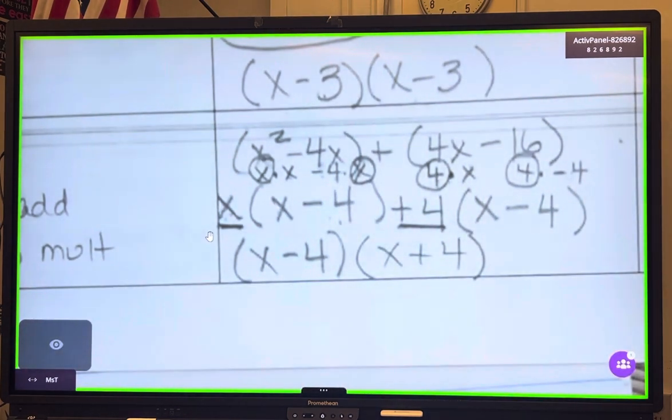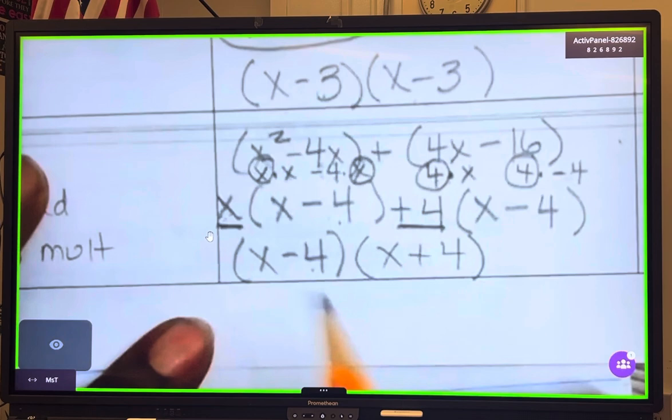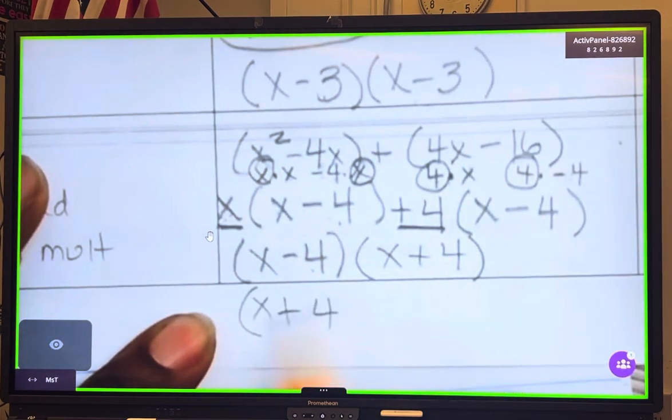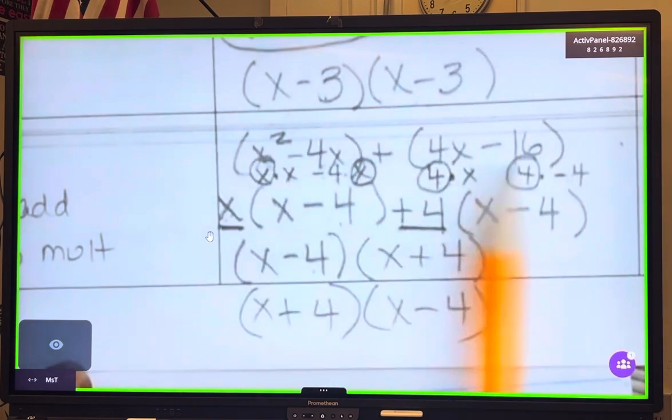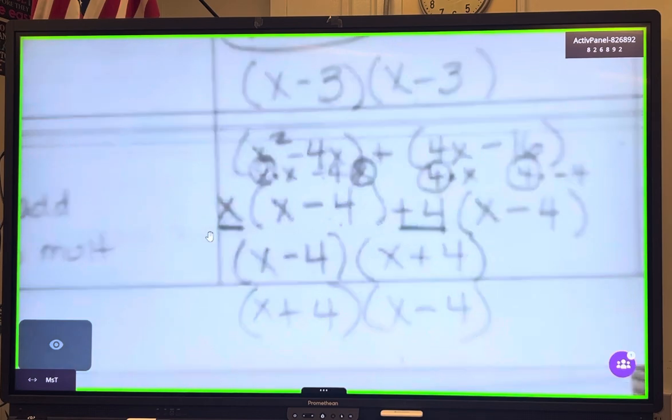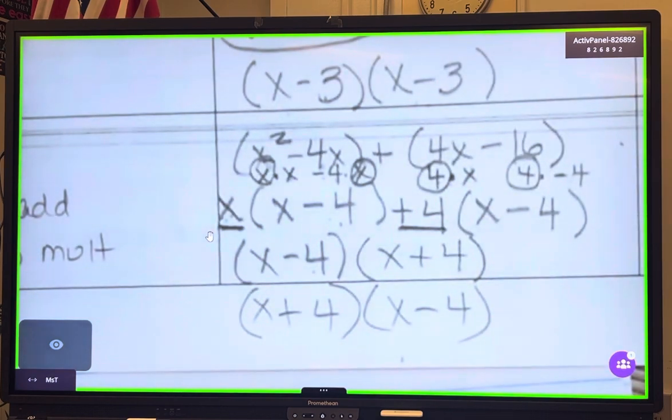And boom, what did you tell me were the two numbers? Look, 4 and what? Negative 4. So how about this? When you said that, I could have just done this: x plus 4, x minus 4. Without going through all this, I could have just done that, because you were able to see what the two numbers were. Do you follow me? Yes. This is where we're going.